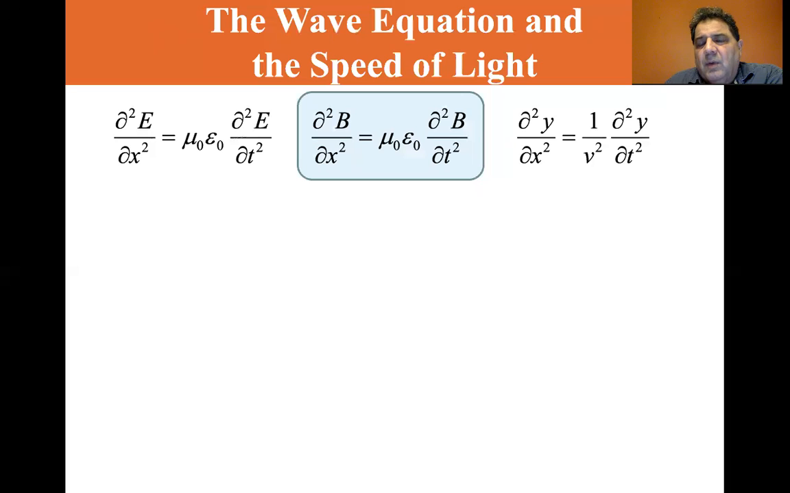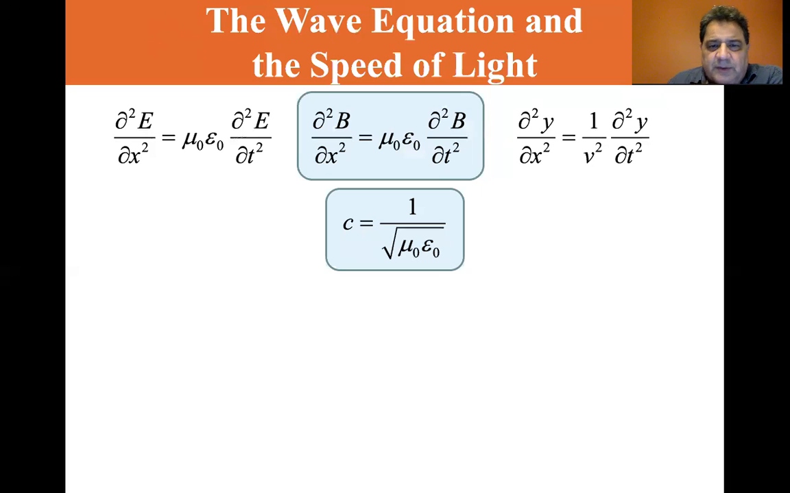Partial squared y over partial x squared equals 1 over v squared times partial squared y over partial t squared. So if we call v c, and substitute, we see that 1 over c squared is equal to mu 0 epsilon 0. So c, being the speed of light, is equal to 1 over the square root of mu 0 epsilon 0.